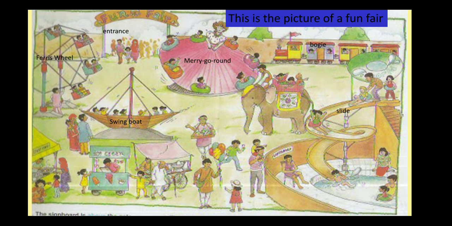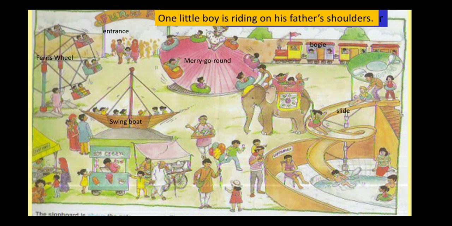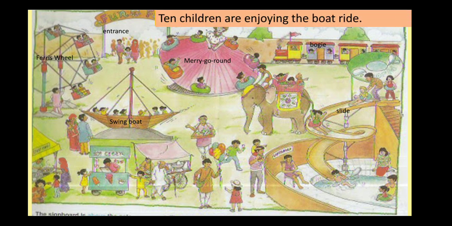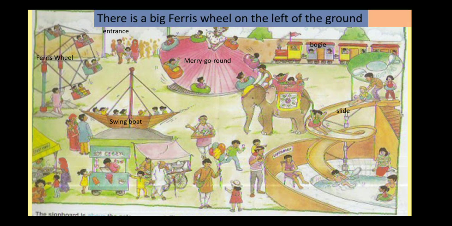This is the picture of a fun fair. There is a winding slide that leads to the pool. There is a strong gray elephant in the fair. One little boy is riding on his father's shoulders. 10 children are enjoying the boat ride. There is a big Ferris wheel on the left of the ground. 3 vendors are selling delicious food items.